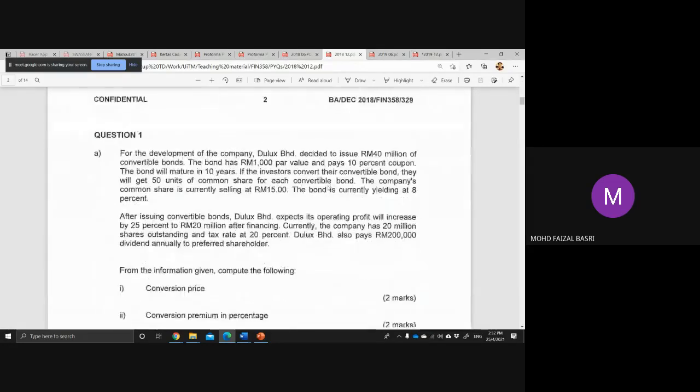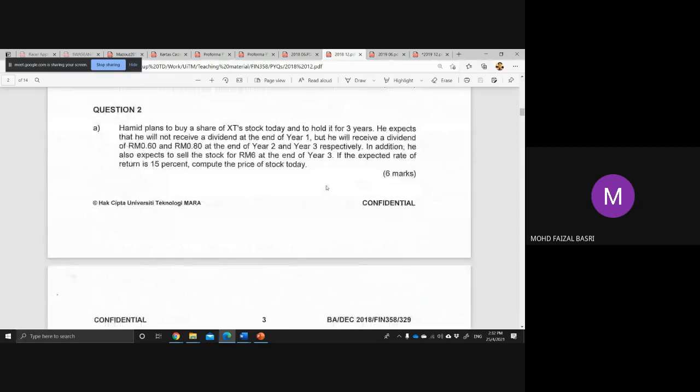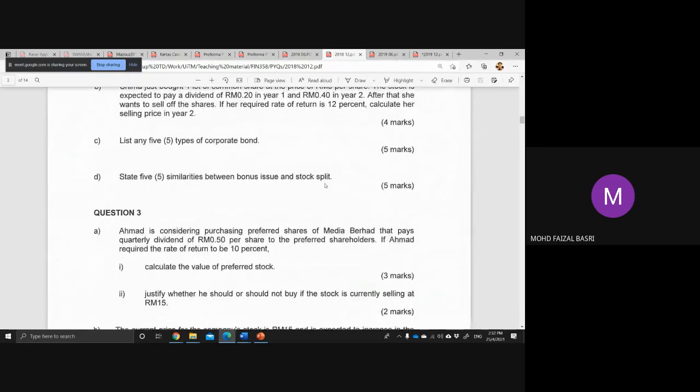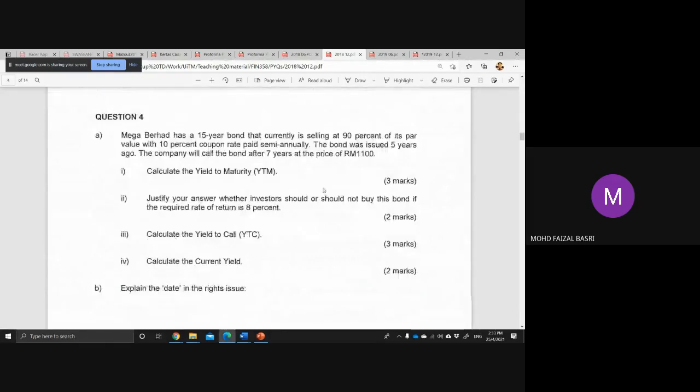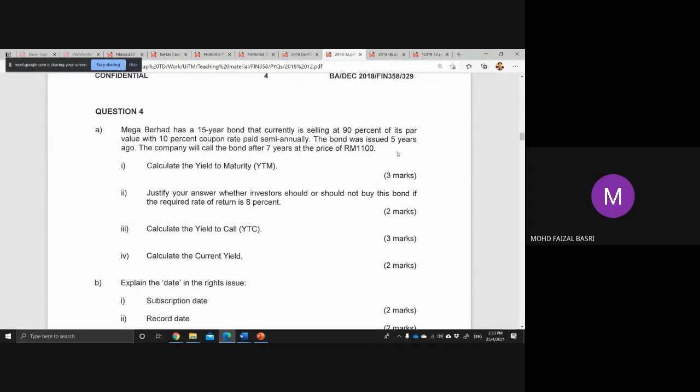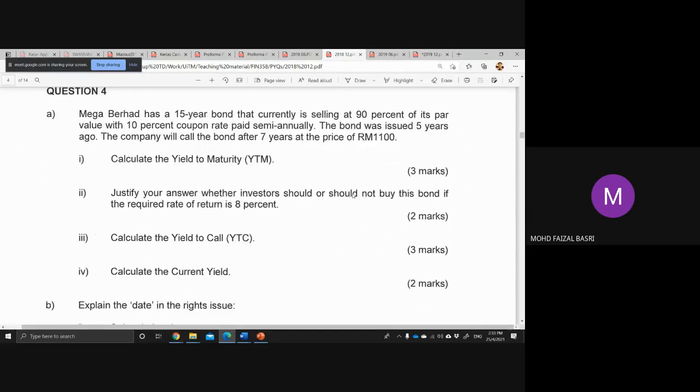Hopefully there is a question in here. Okay, yeah, we have this one. Question number 4, December 2018. We have all three in this one question. Mega Berhad has a 15-year bond currently selling at 90% of its par value. So we need to find our own market price. 10% coupon, semi-annually.